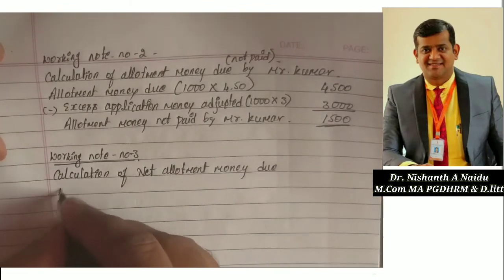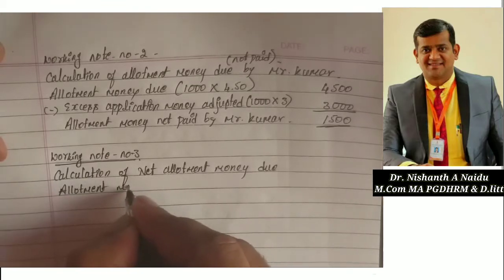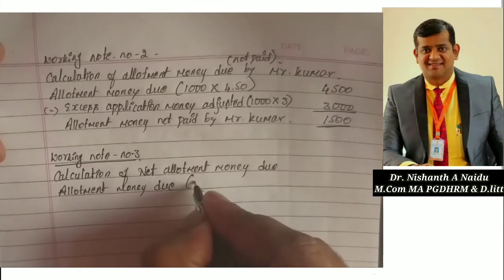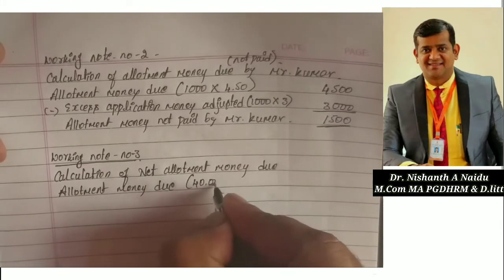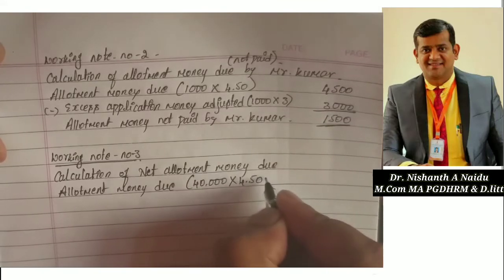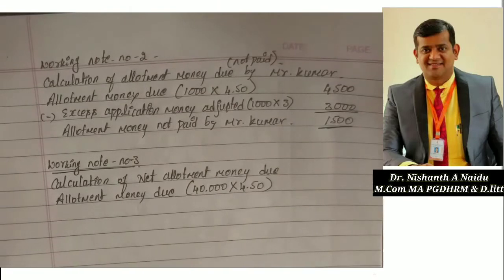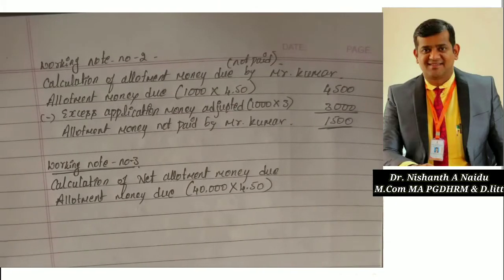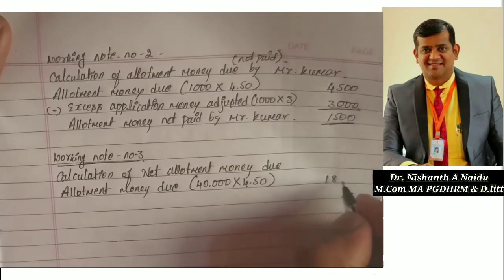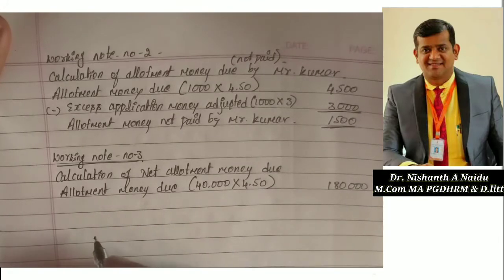Okay, so here let us write allotment money due. So how much? On 40,000 shares, 4 rupees 50 paise. So 40,000 into 4 rupees 50 paise. Calculate how much you are going to get. 1,80,000 rupees. So 1,80,000 rupees is the allotment money due.